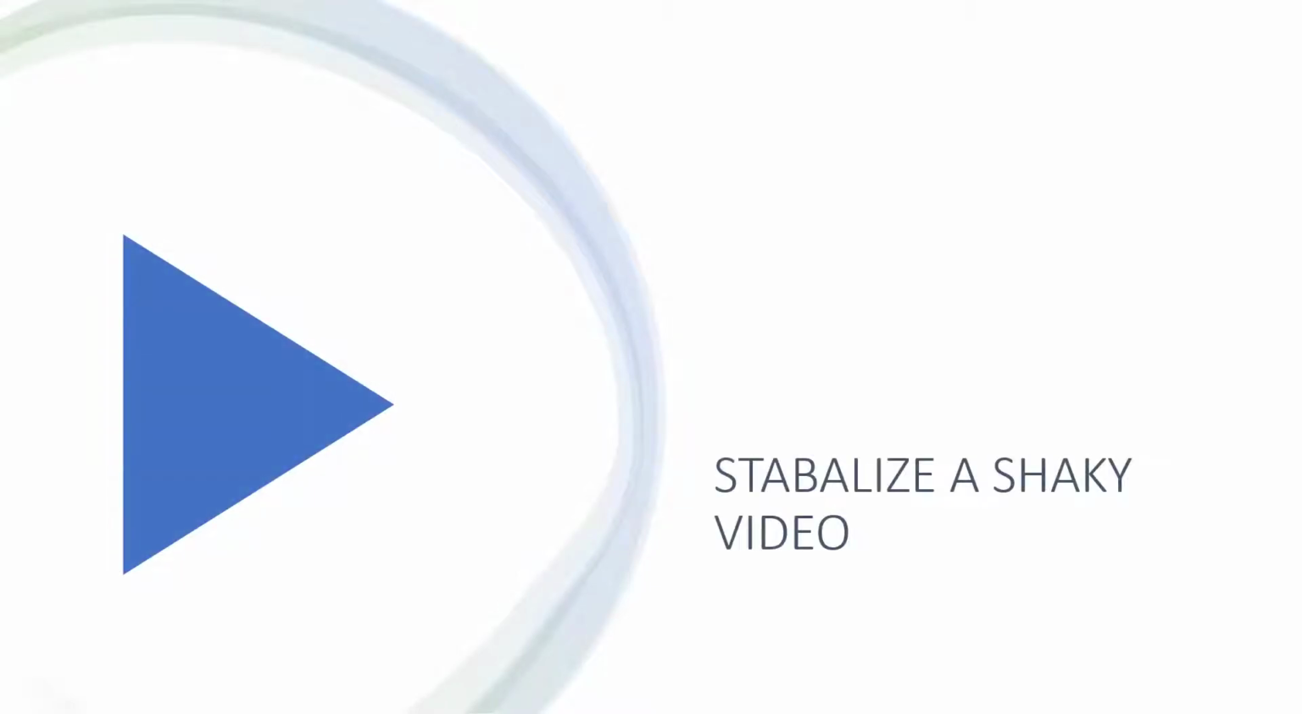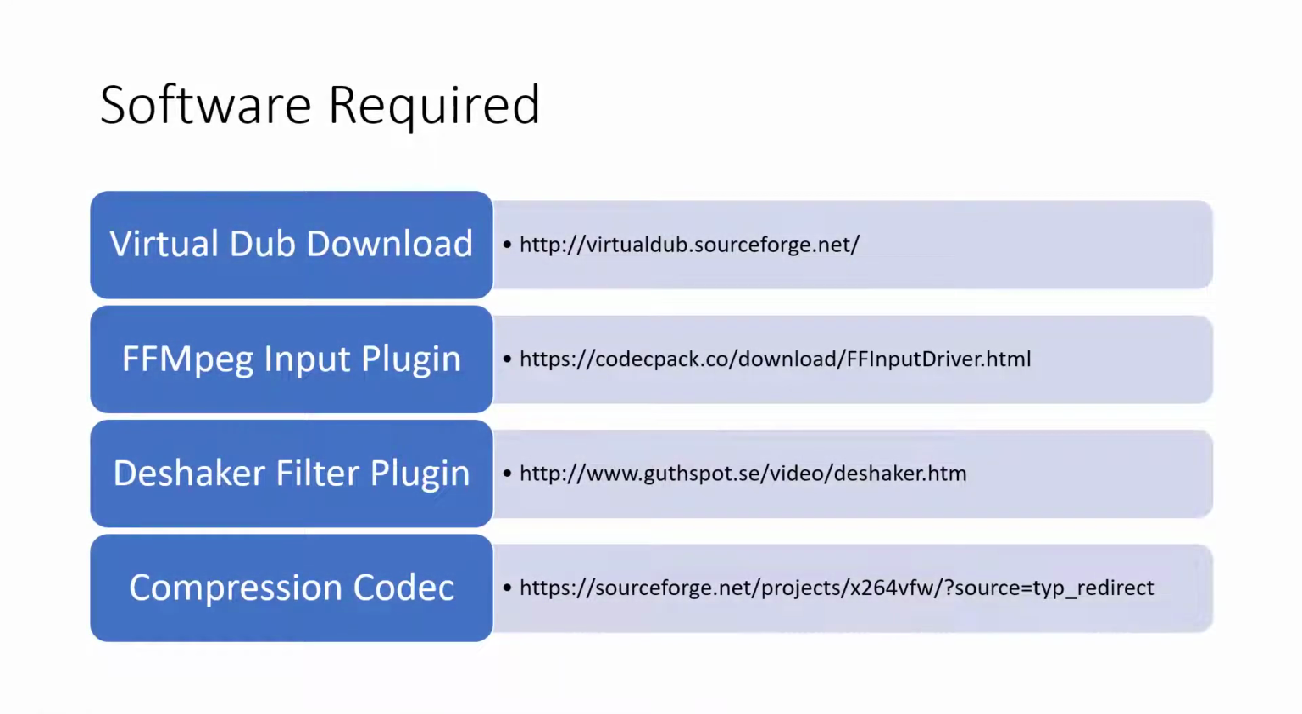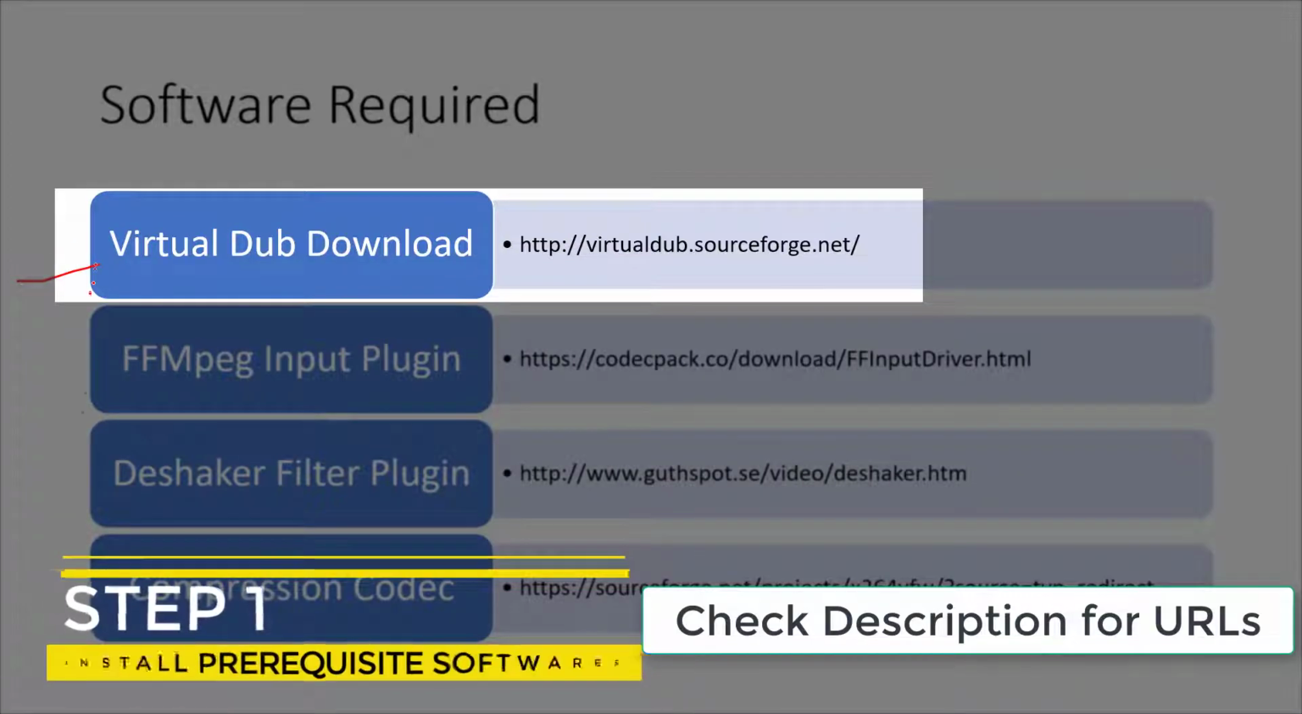Hello, in this short video we are going to see how to stabilize a shaky video. So first of all we need to install some software. So these are the software. VirtualDub is the main software which we have to install.